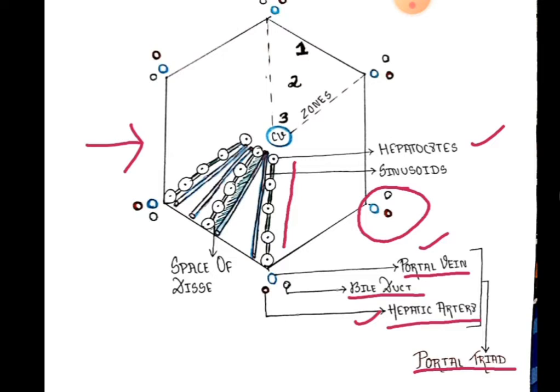Now, in the liver, between two rows of hepatocytes, consider this to be one row and this to be the other row. So, between these two rows, we can see the blood vessels. So, these blood vessels are known as sinusoids. So between one row of hepatocytes and the other row of hepatocytes, there are these blood vessels which are known as the sinusoids, which will eventually drain into the hepatic vein.